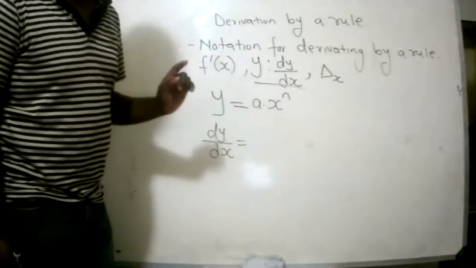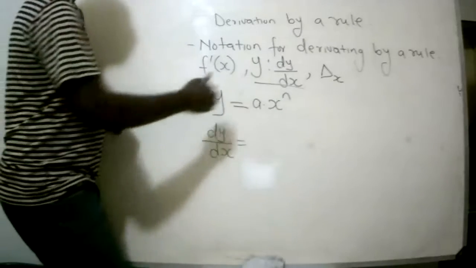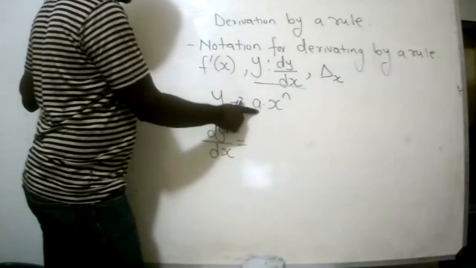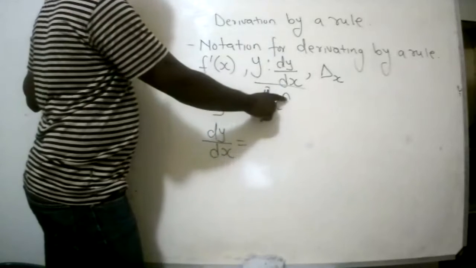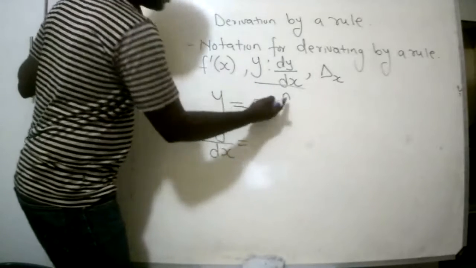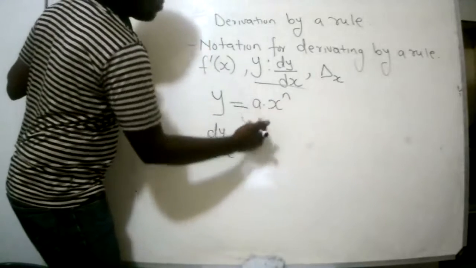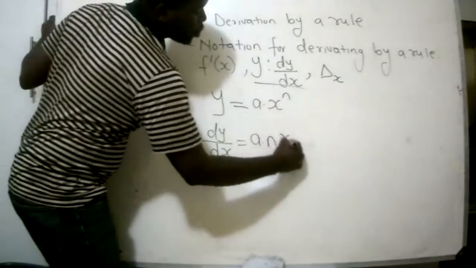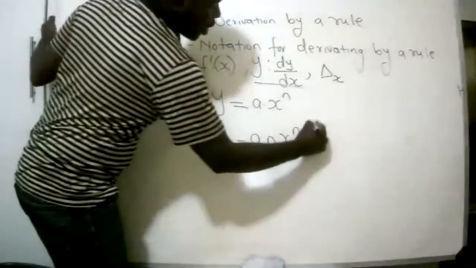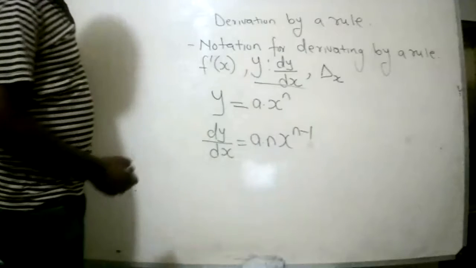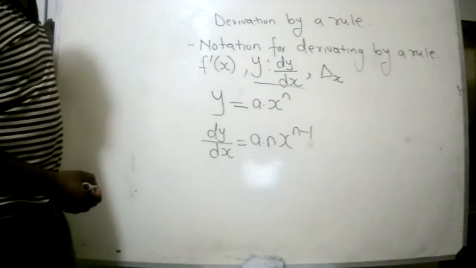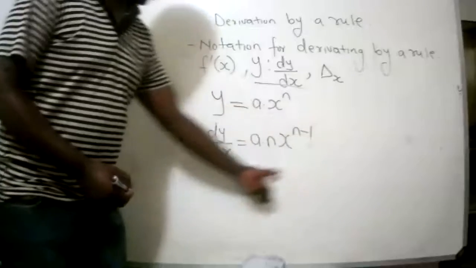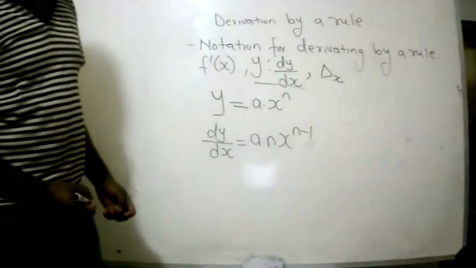What do you do when you differentiate by rule? You multiply the exponent with the coefficient. The coefficient in this case is a, and the exponent is n, right? So you multiply the exponent with the coefficient, which means you're going to get a multiplied by n, and then you subtract 1 on the exponent, and that will give you what is called the differentiation by a rule. Just this formula. If you know how to get this formula, you know how to differentiate by rule.